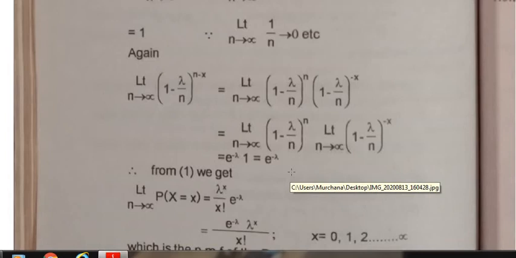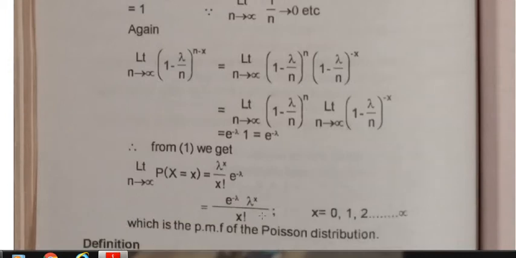Putting the values of these two terms in the above equation, we get the limit as n tends to infinity of P of x equals lambda to the power x divided by x factorial into e to the power minus lambda. This is called the probability mass function of the Poisson distribution. Here, notice that x equals 0, 1, 2, 3 up to infinity. X may be an infinite number.